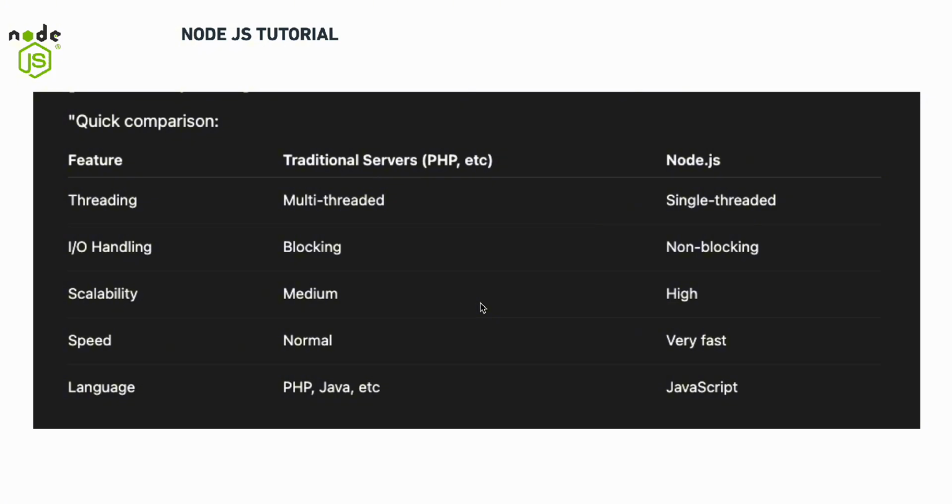We talk about the I/O handling. The traditional servers are blocking, just like we explained earlier. Node.js is non-blocking and asynchronous. None of the actions wait for another to complete. On scalability, traditional servers will give you a medium scalability, but Node.js will give you a very high scalability. Talking about speed, Node.js gives you a very fast application and a very fast server, but the traditional server gives you just a normal speed. Talking about language, Node.js is built on JavaScript, and other traditional servers are built on languages like PHP or even Java.